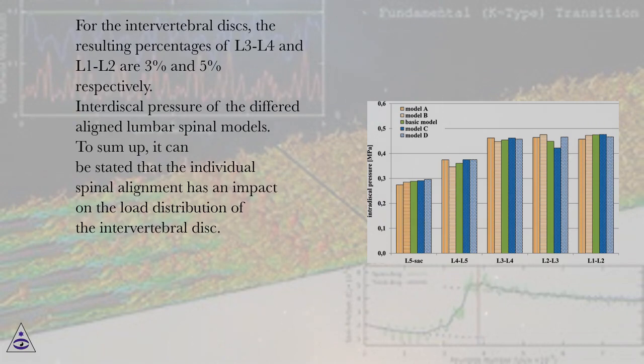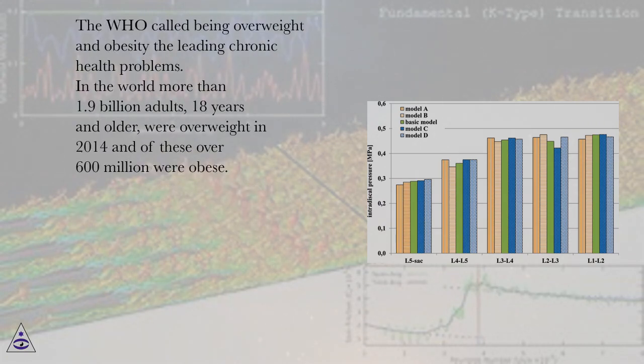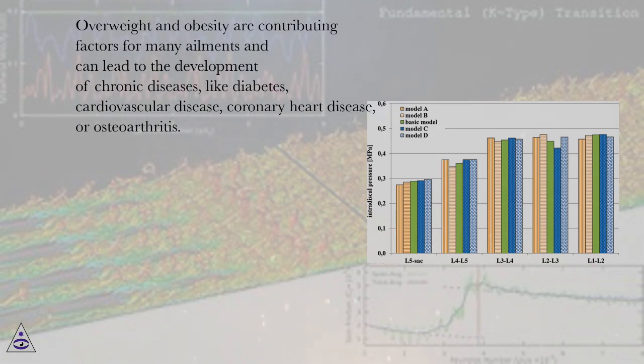The WHO called being overweight and obesity the leading chronic health problems. In the world, more than 1.9 billion adults, 18 years and older, were overweight in 2014, and of these over 600 million were obese. Overweight and obesity are contributing factors for many ailments and can lead to the development of chronic diseases, like diabetes, cardiovascular disease, coronary heart disease, or osteoarthritis.